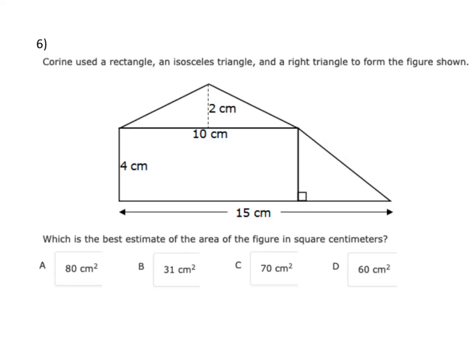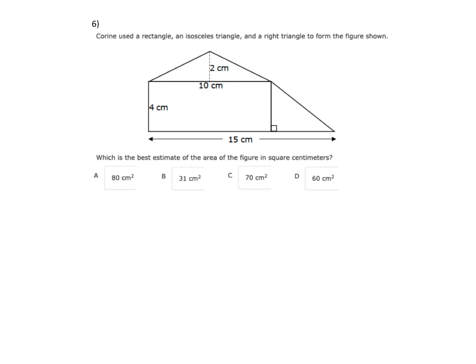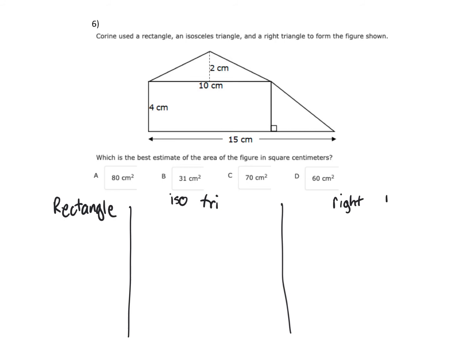Number 6 says Corin used a rectangle, an isosceles triangle, and a right triangle to form the figure shown. Which is the best estimate of the area of the figure in square centimeters? So first, I'm going to set up the problem and separate my workspace into 3 different shapes since I have 3 shapes I need to find. So I have my rectangle, I have my isosceles triangle, and I have my right triangle.